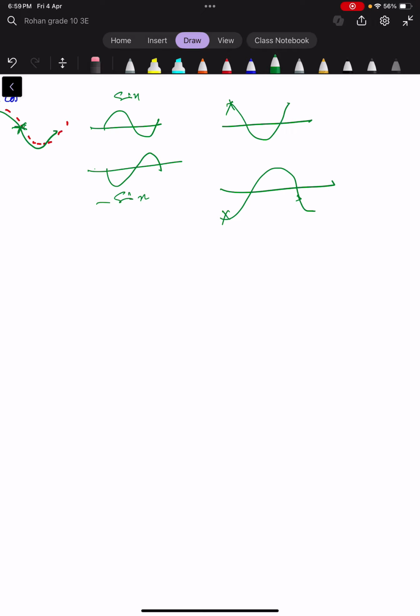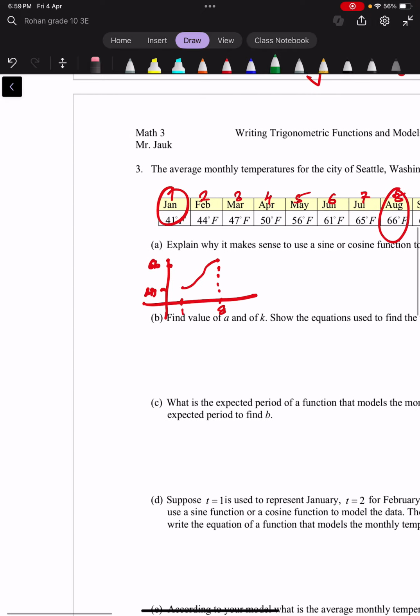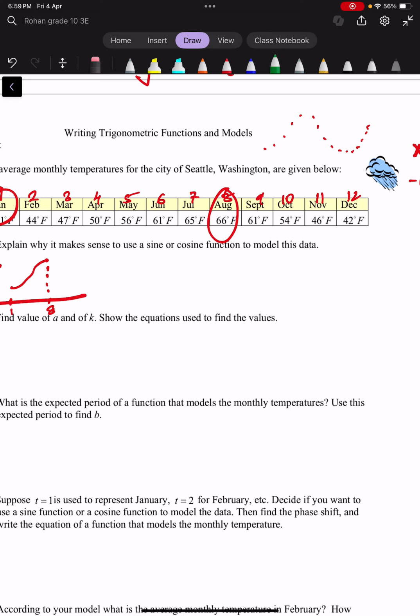So all the points would look the same. When you graph it, you'll get points like this. So you can fit in cos or sine, it doesn't matter. So you can say it makes sense to use a sine or cos function because the points resemble either a sine or cos function. It depends where your starting point is.